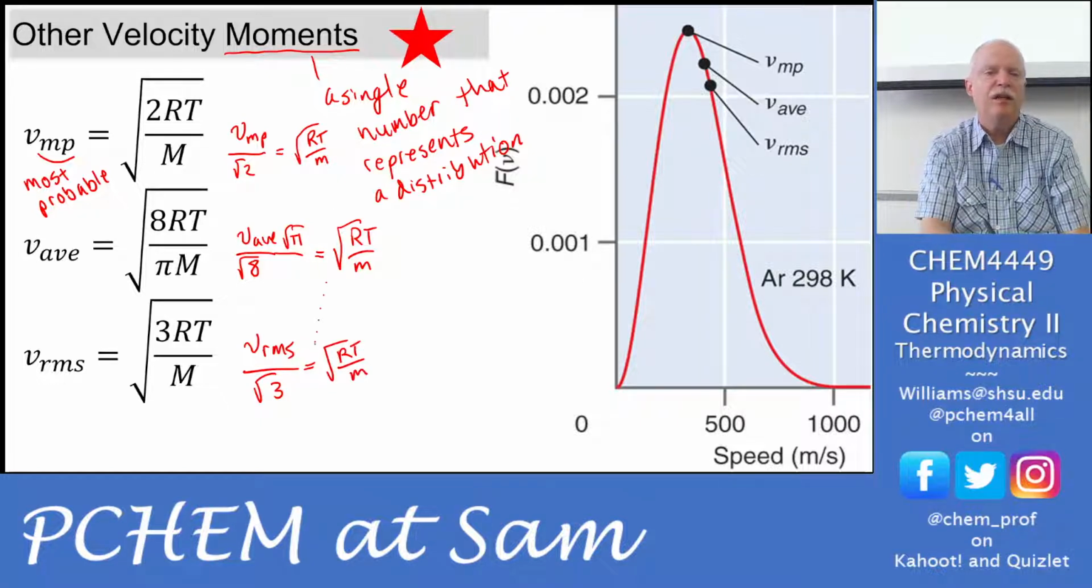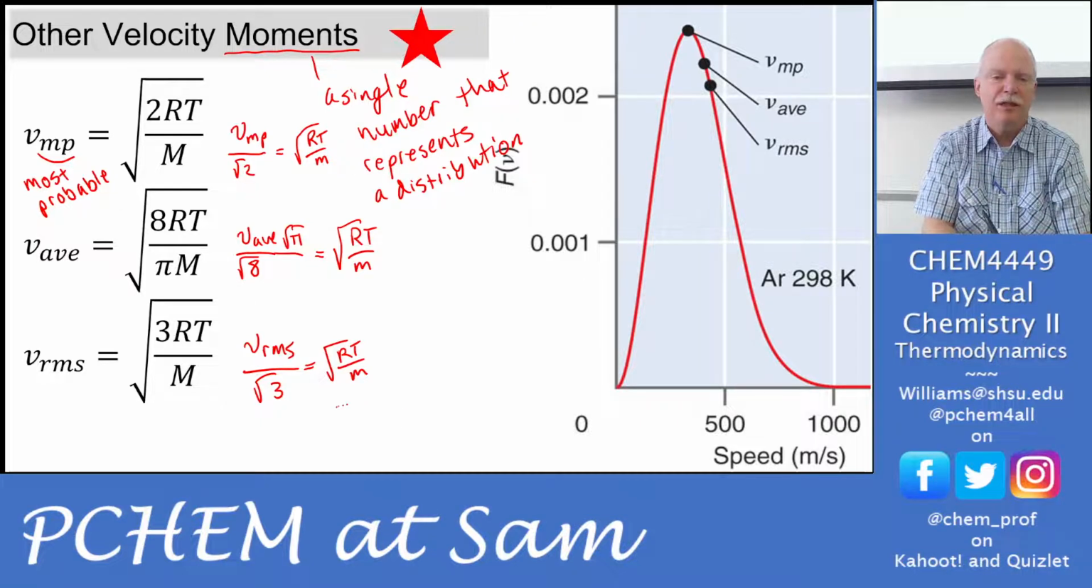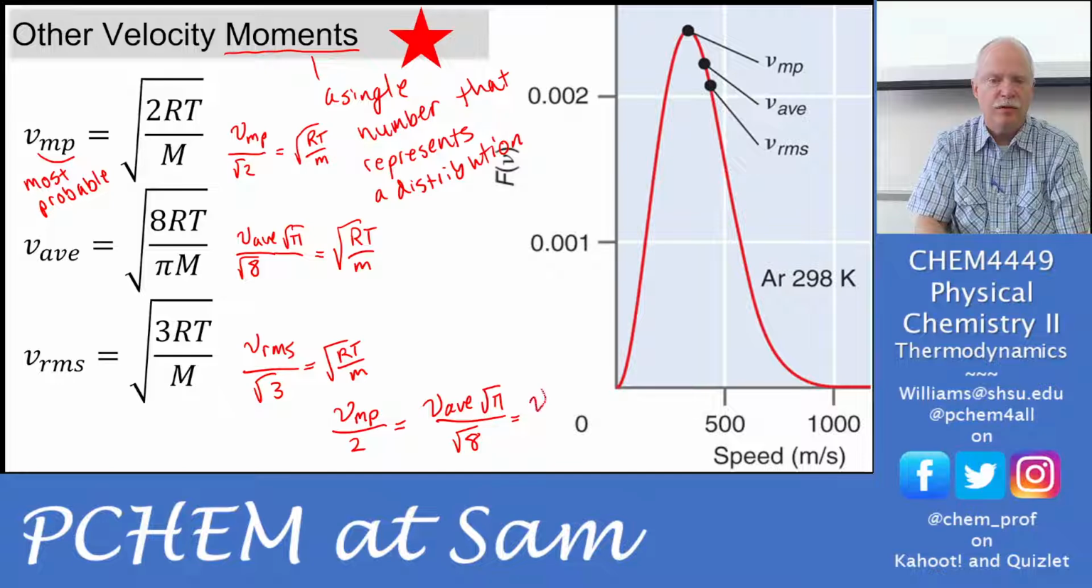So since all three of these pieces equal the same thing, they're all equal to each other. So if I need to get from one to the other, I have this triple relationship. I have nu MP over 2 is equal to nu av root pi over root 8. And that's equal to the nu RMS over root 3.